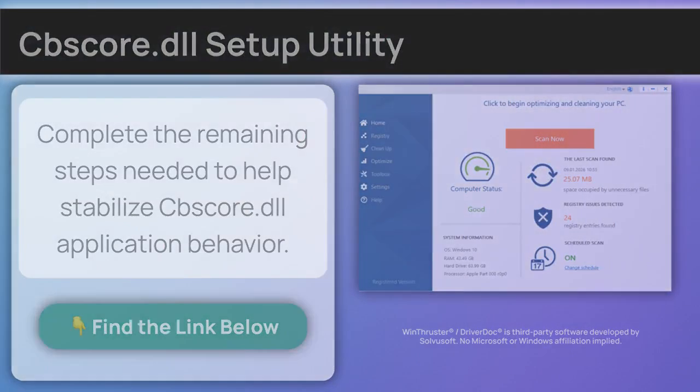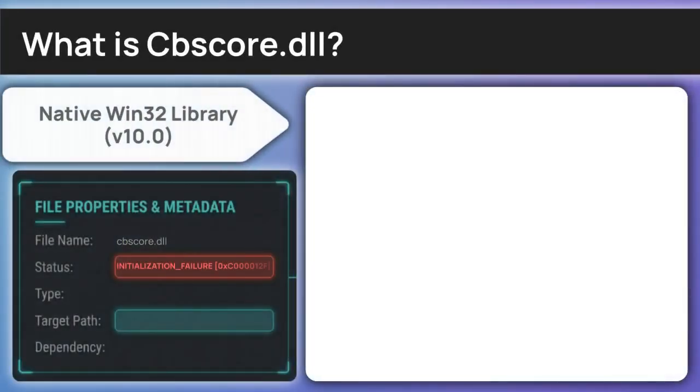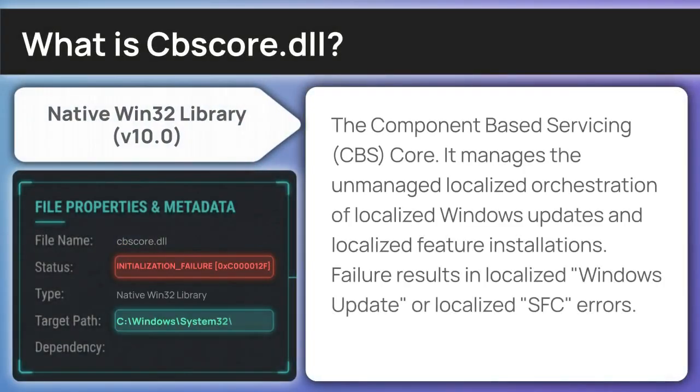review. This is the Cbscore Library, the component-based servicing CBS Core. It manages the unmanaged localized orchestration of localized Windows updates and localized feature installations. Failure results in localized Windows update or localized SFC errors. Now that you have the context, let's move into the repair process with a fresh installation.